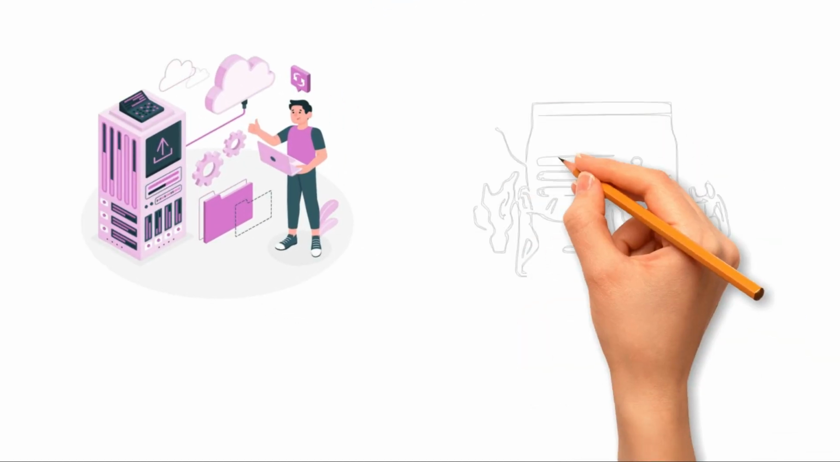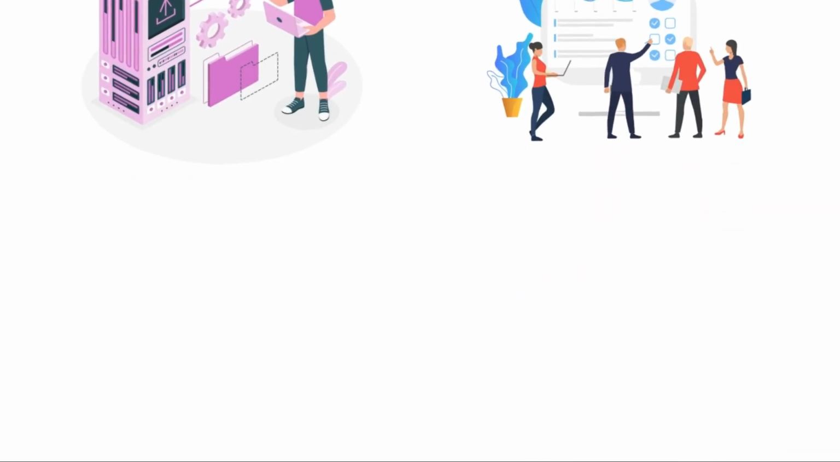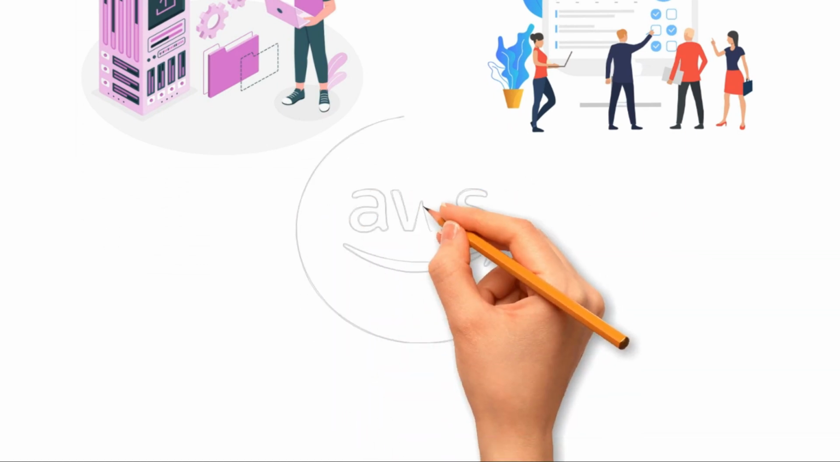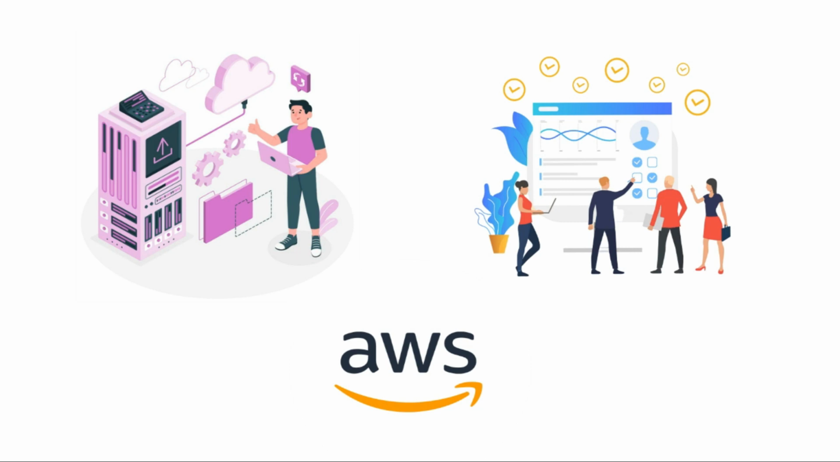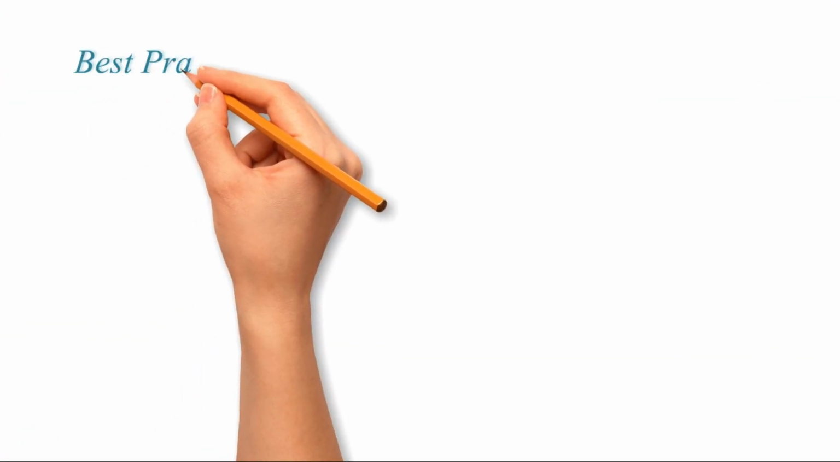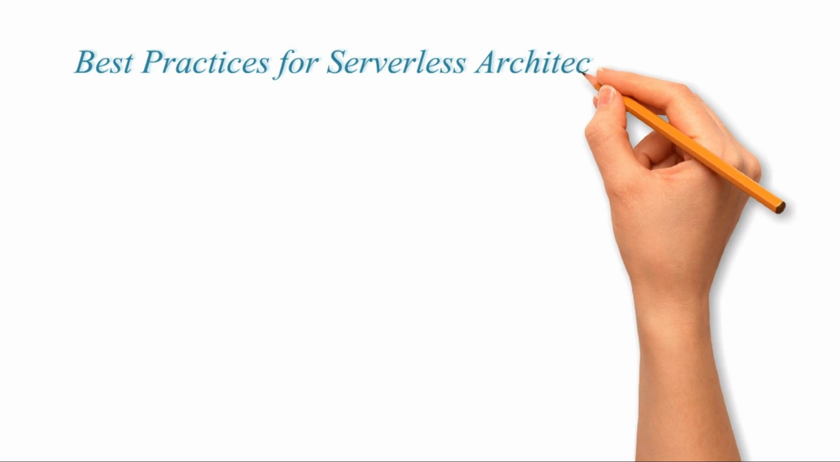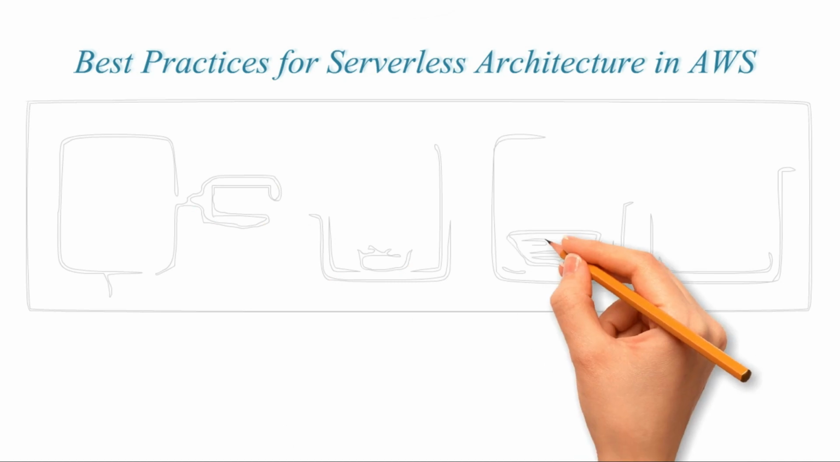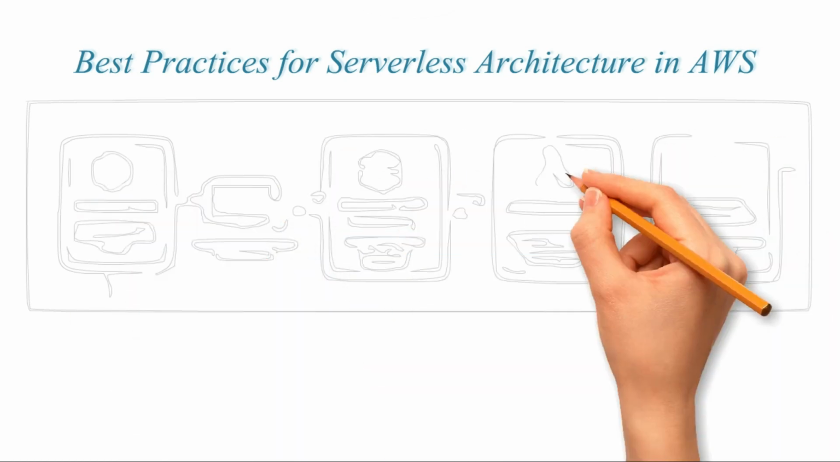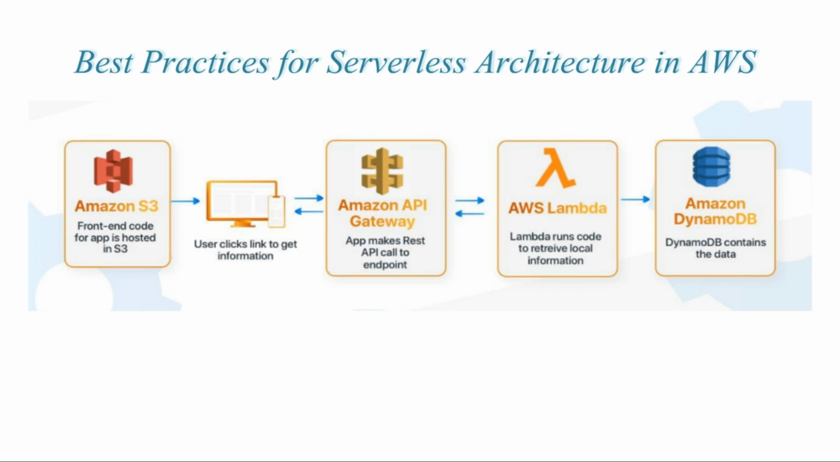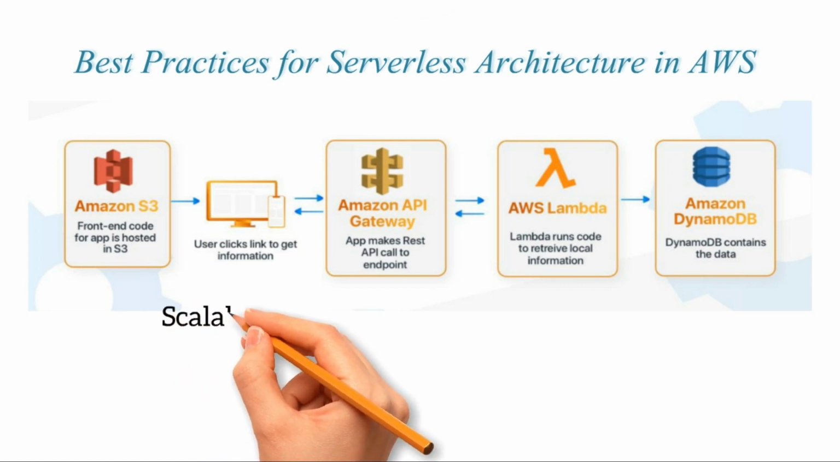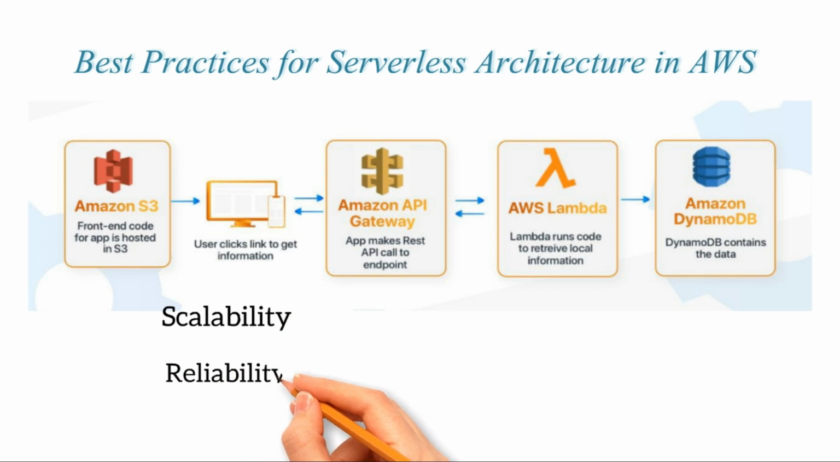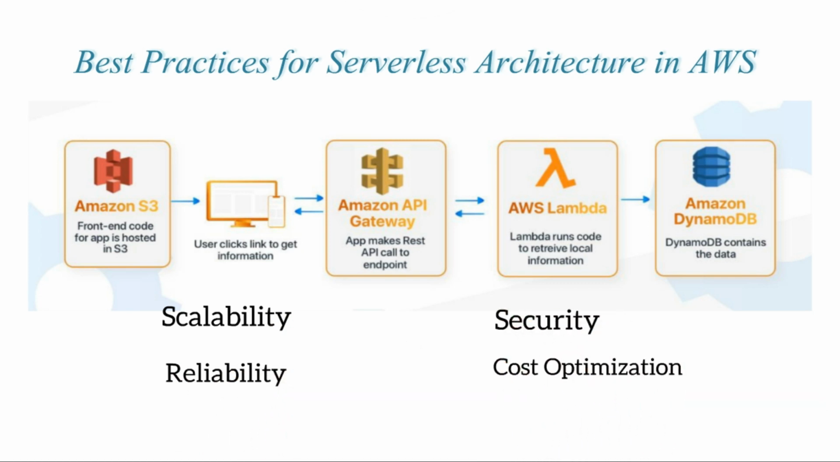To overcome these challenges and ensure successful implementation of serverless architecture, it is essential to follow best practices. Let's explore some of these practices specifically for AWS, one of the leading cloud providers. Best practices for serverless architecture in AWS. AWS offers several services for implementing serverless architecture, including AWS Lambda, API Gateway, DynamoDB, and S3. To ensure scalability, reliability, security, and cost optimization, it is crucial to follow these best practices.